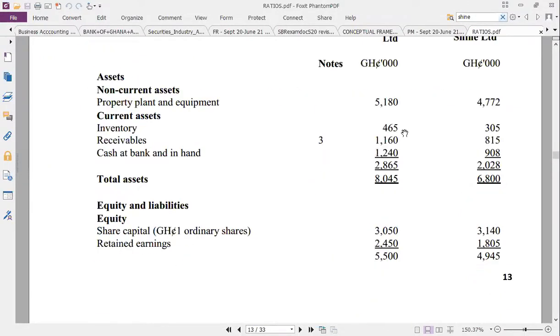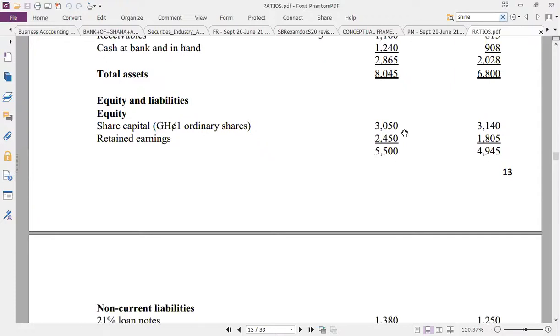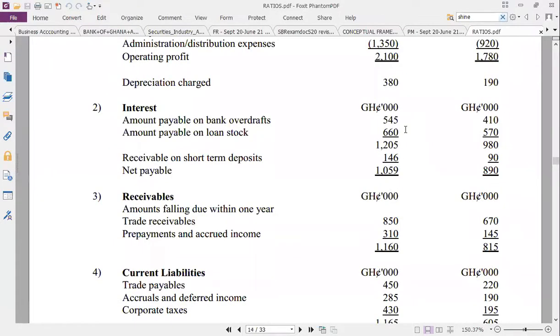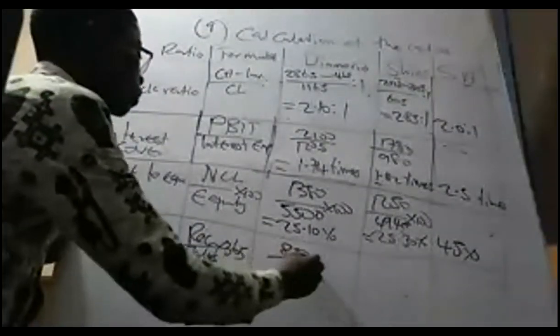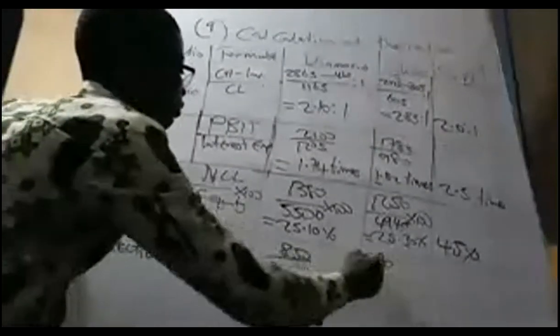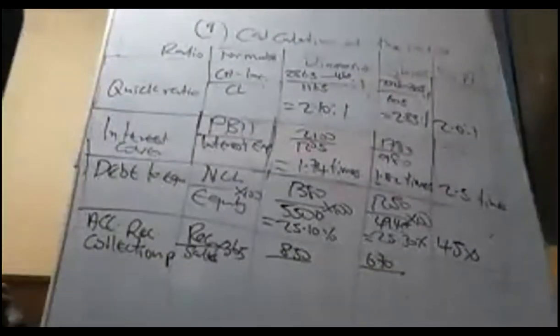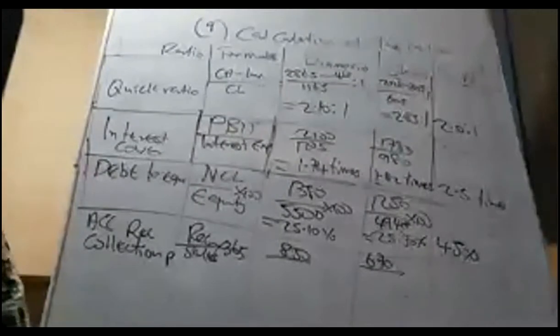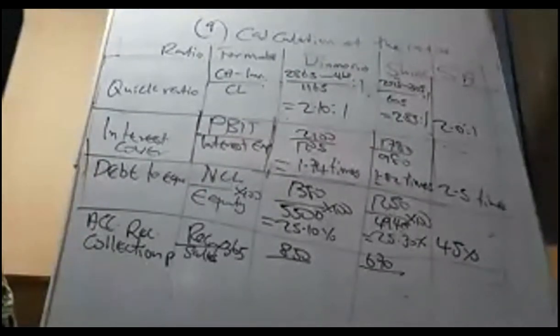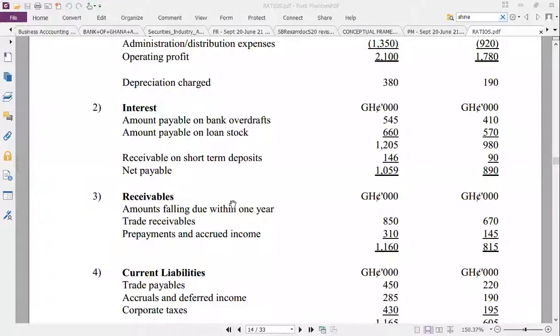So let me go and pick the receivable figure first before I forget. 850 and 670. And let's go and pick the sales figure.